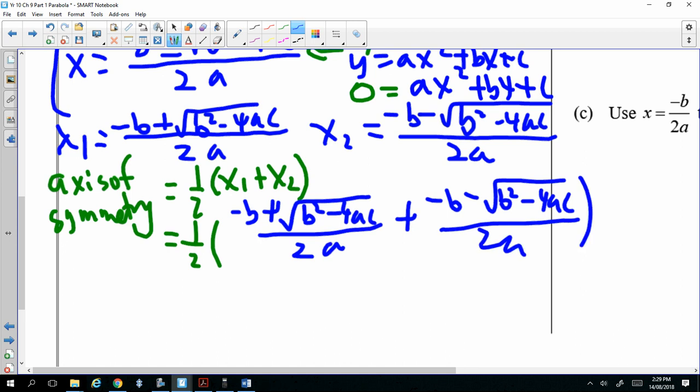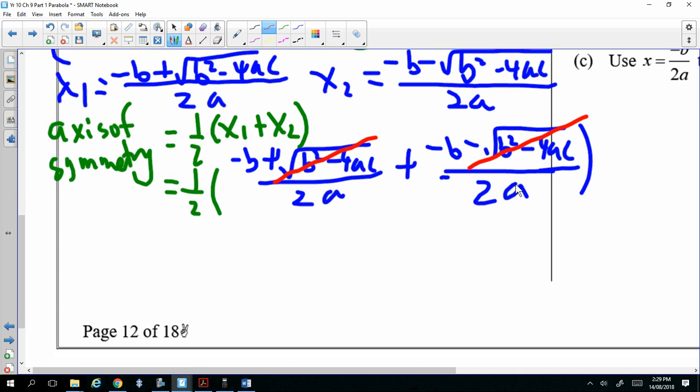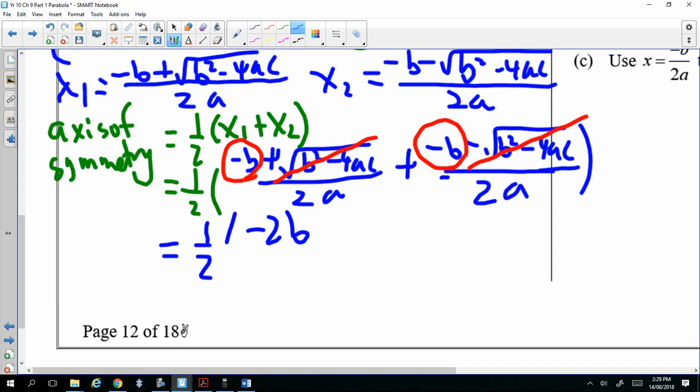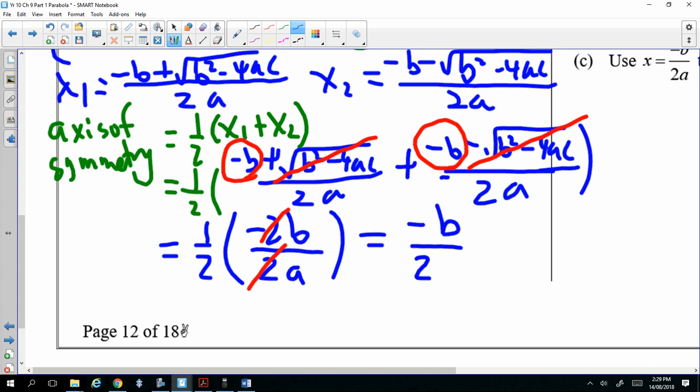And then what do we get? They have the same denominator. So how do we add them? You will see that these two terms get cancelled. One's a plus, one's a minus. If you collect like terms, negative b plus negative b is negative 2b over 2a. And then the 2s get cancelled, giving you the answer minus b on 2a. That's the formula for axis of symmetry.